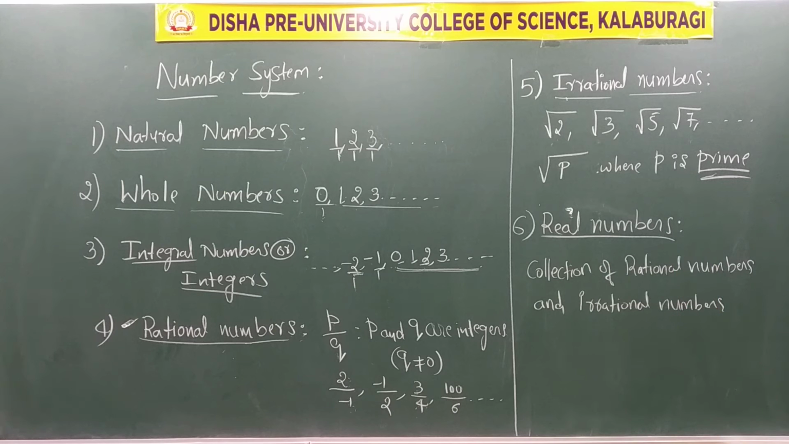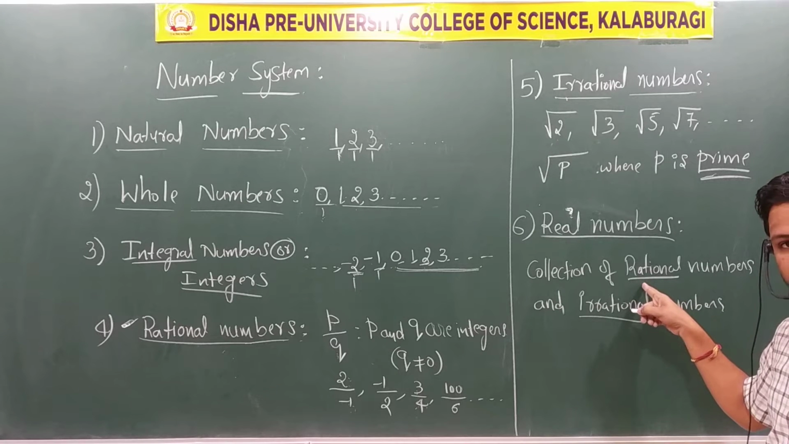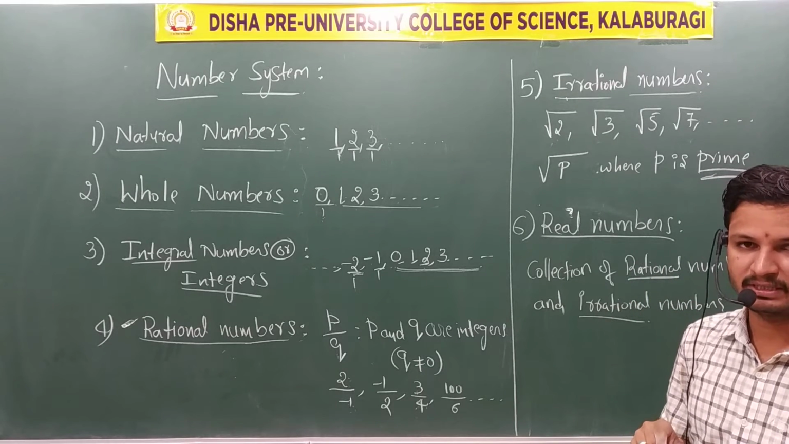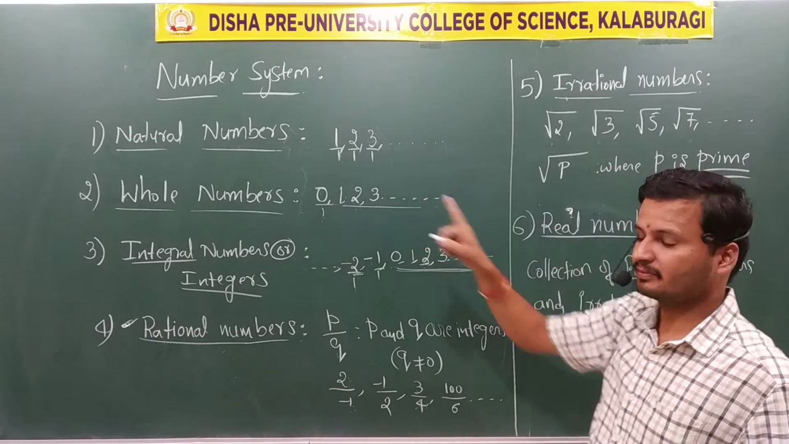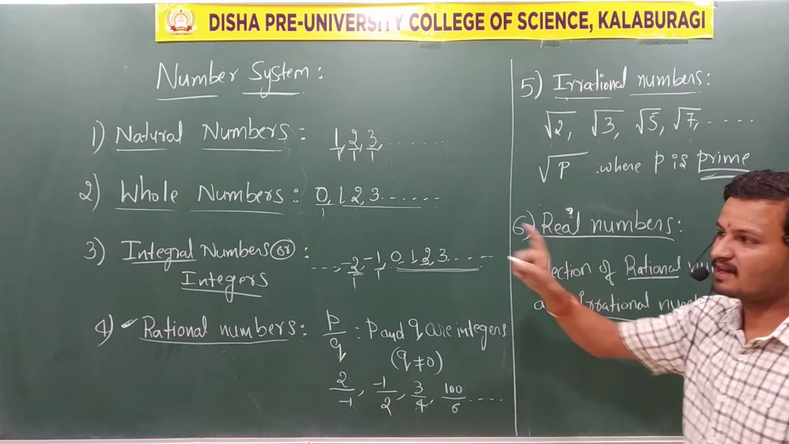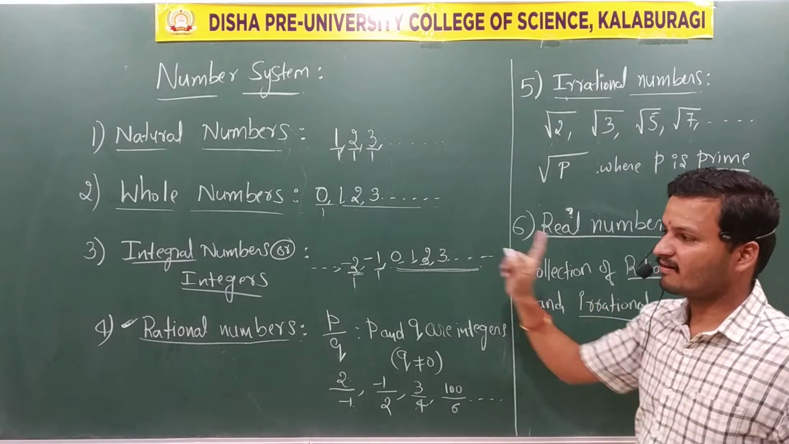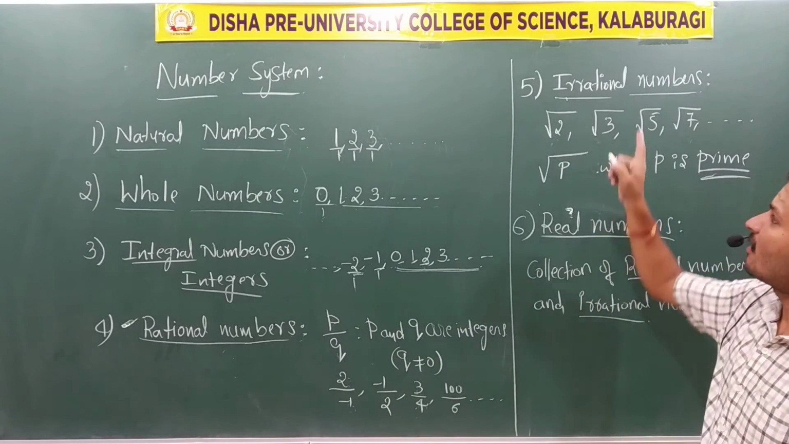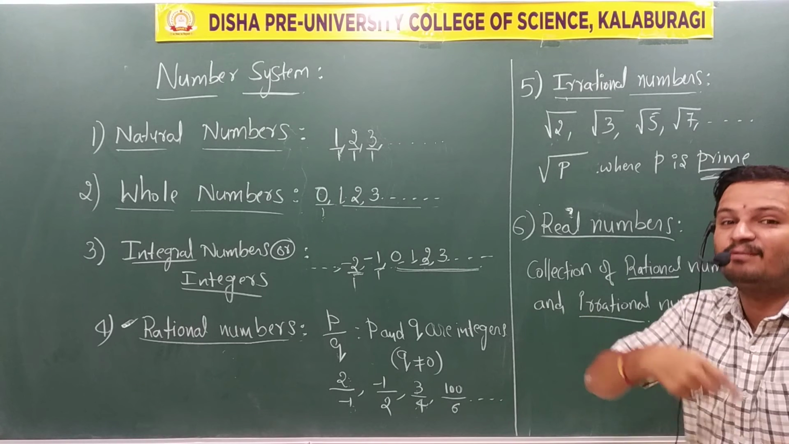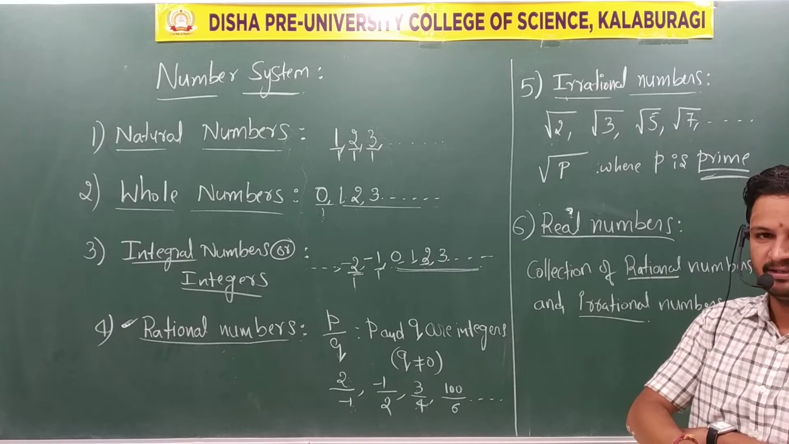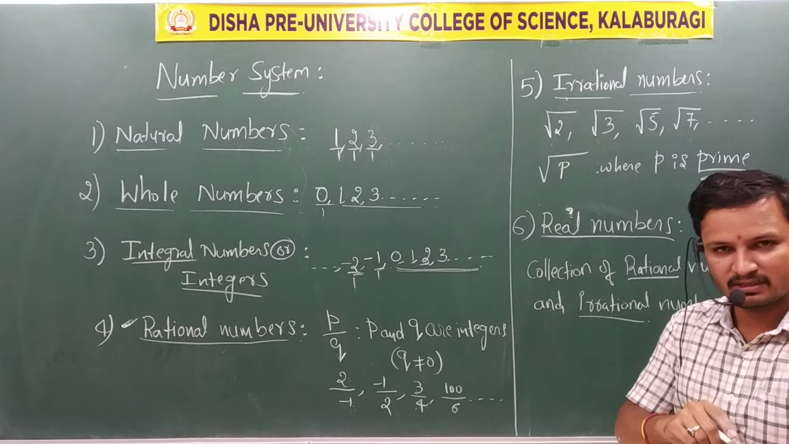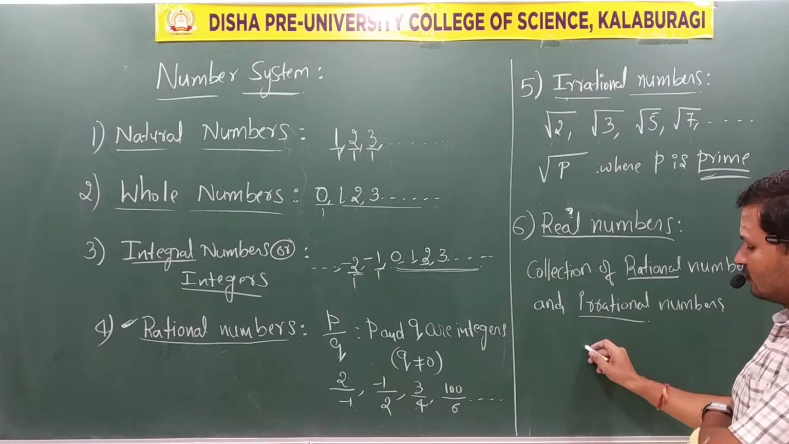So in the real number system, rational numbers are also there, irrational numbers are also there. In rational numbers, whole numbers are there, integers are there, and natural numbers are also there. Is it right? Then all natural numbers are real numbers. All whole numbers are real numbers. All integers, real numbers. All rational numbers, real numbers. All irrational numbers, real numbers. But the converse is not true. Is it right? In the real number system, rational values are also there, irrational values are also there. So, root 2 is there. Is it right?